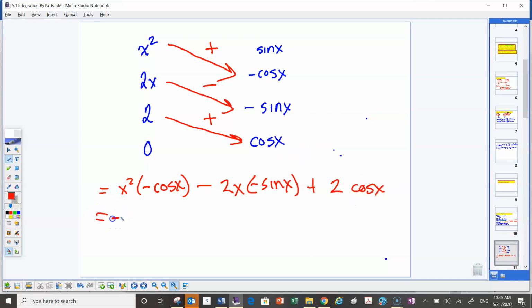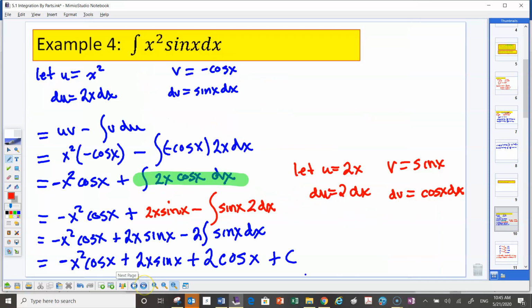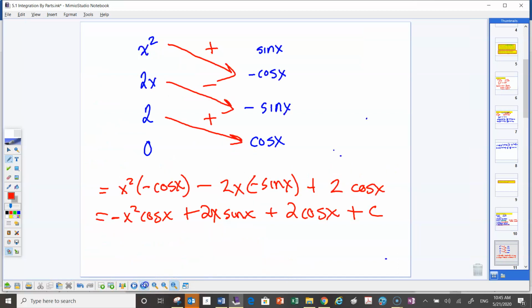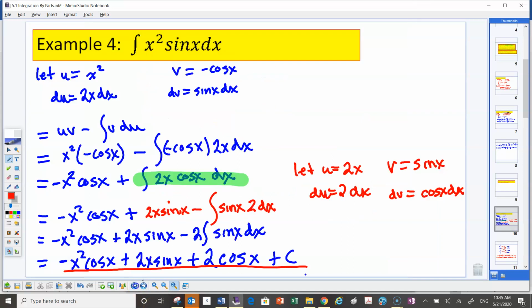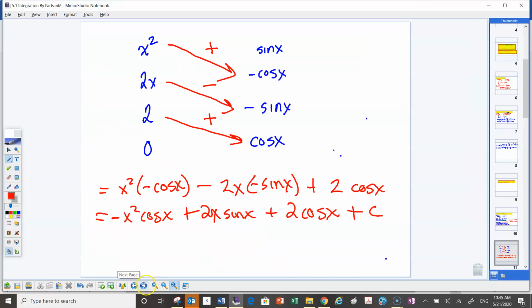And if we clean this up, 2 negatives is a positive, plus my constant, and notice that's the exact same answer I got before. So the table method works. Again, you have to have the foundation here before the table method makes any sense.